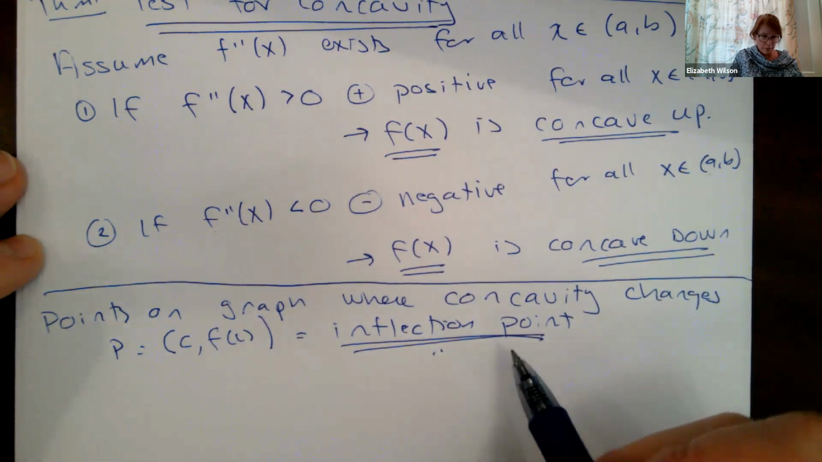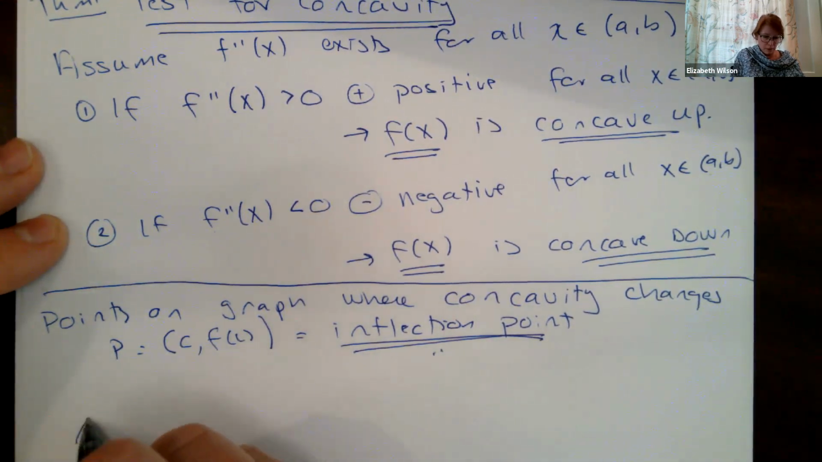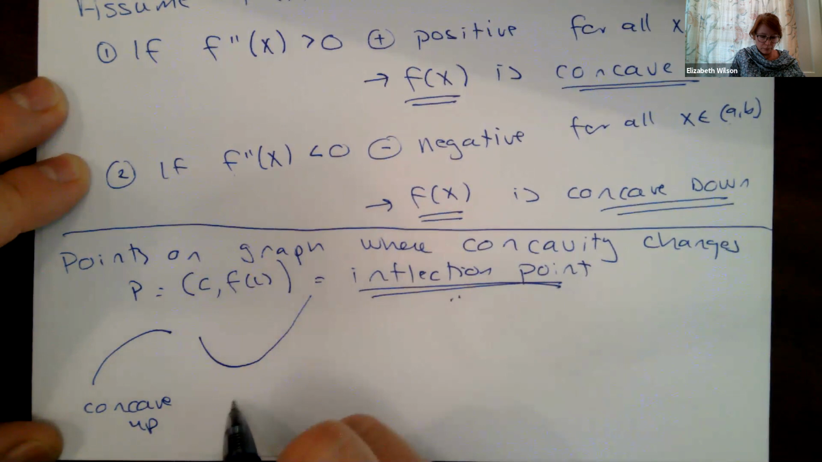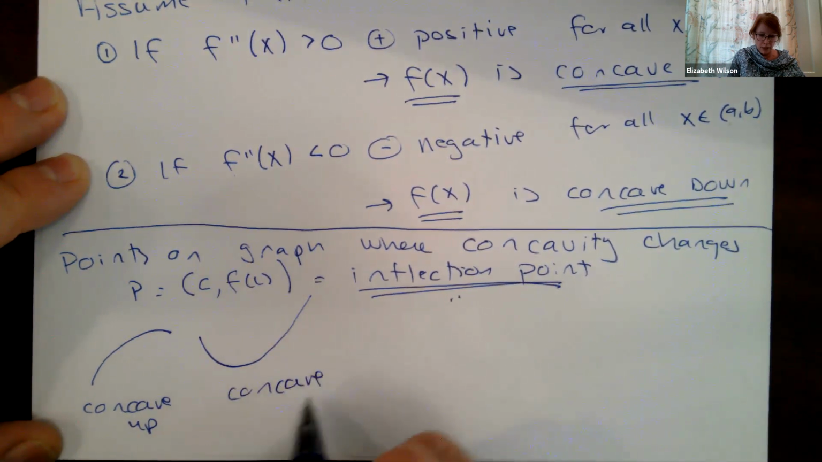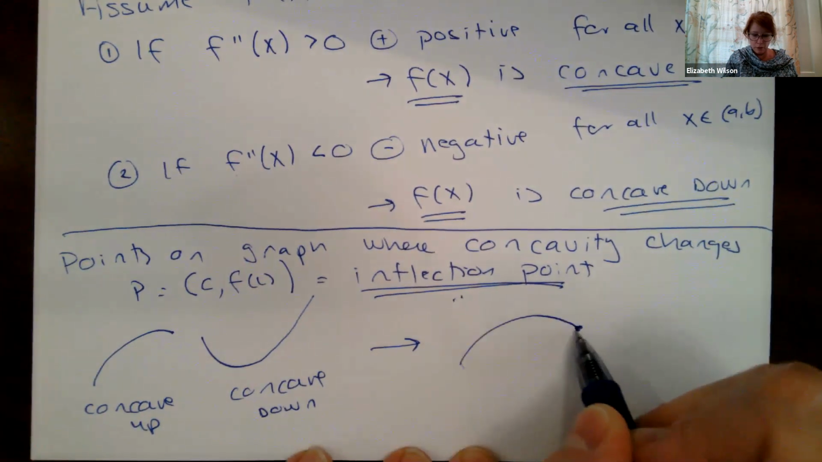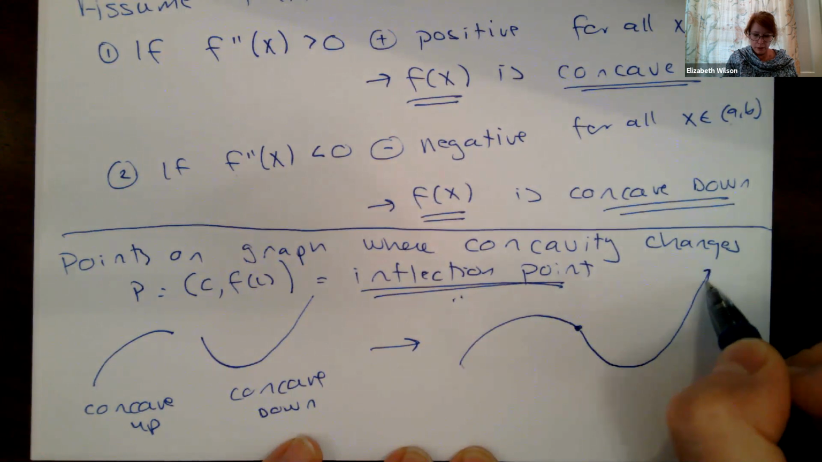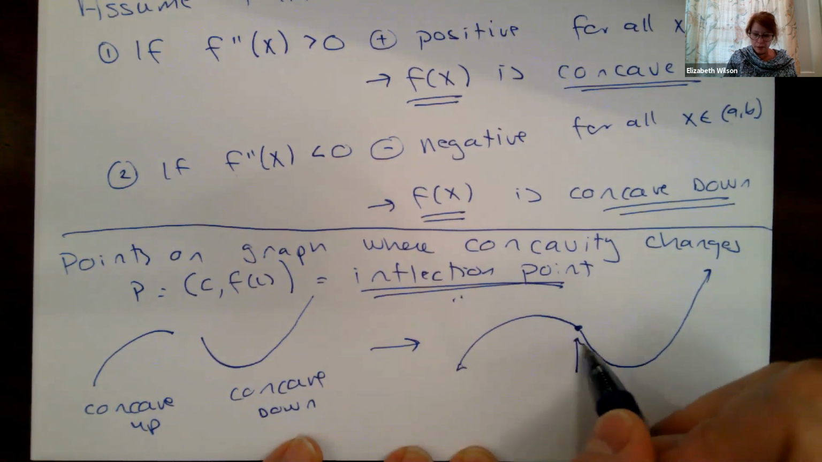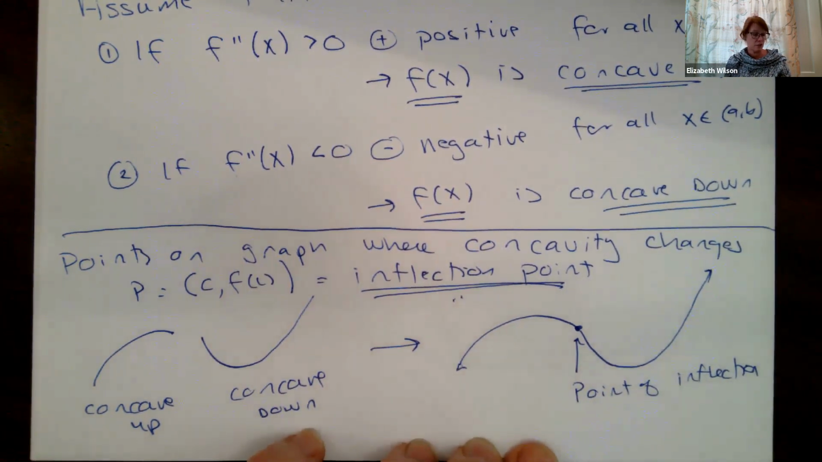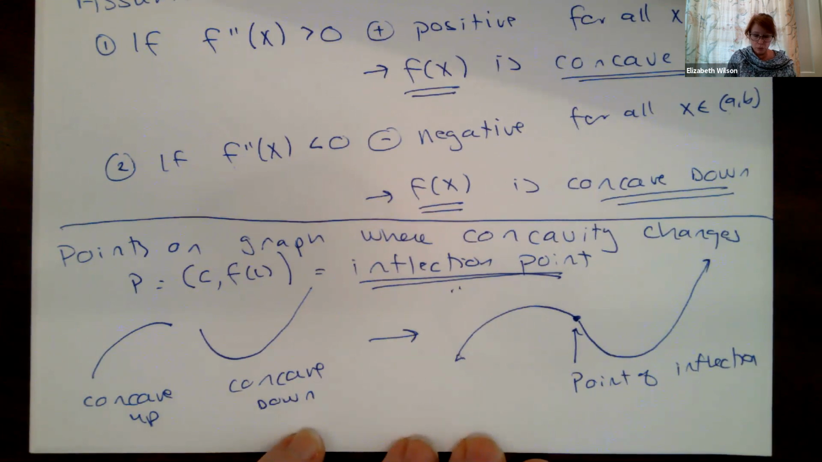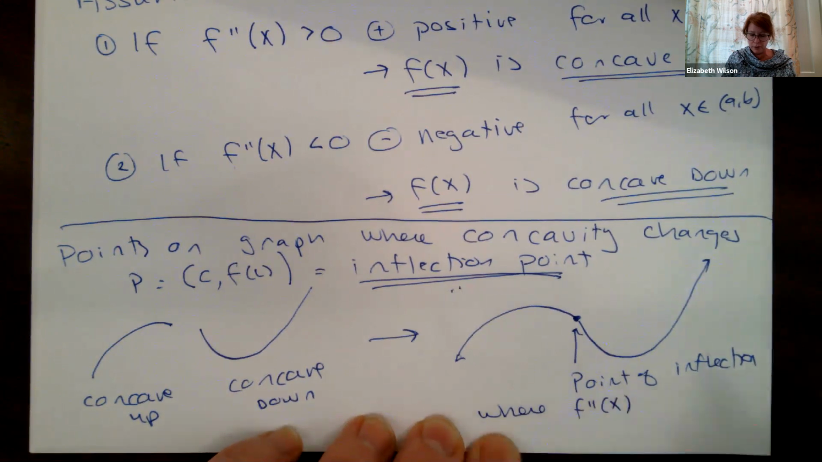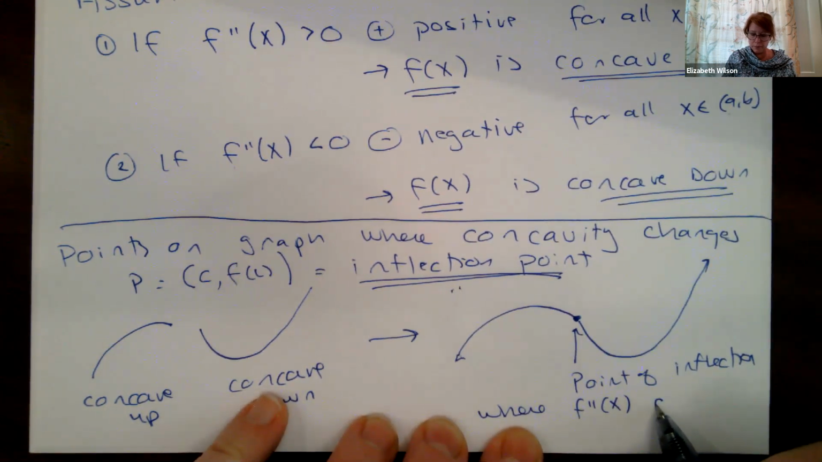So it's like I've got concave up, and I've got concave down, and I put them together into one function, and it looks like this. I'll exaggerate that point. This point right here is our point of inflection. Okay, where the concavity changes. It's where our second derivative changes sign.